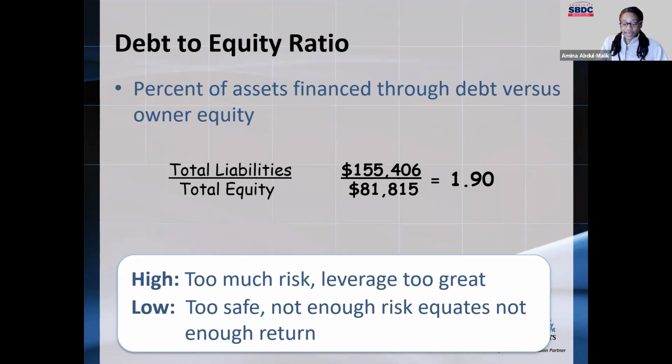If a company has a debt to equity ratio that is too low, then that means that the company is almost too safe and there's not enough risk there to equate a potential return. Now, I would definitely say that having a too low debt to equity ratio is a lot better than having one that is too high. Now, the standard for debt to equity ratios, anything above a 2 is going to be seen as high and having a little bit of risk.